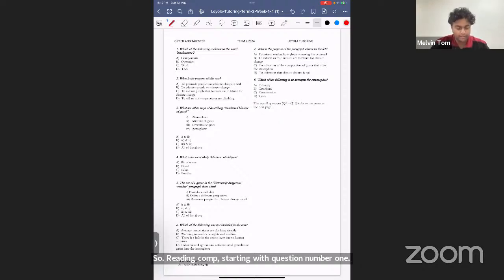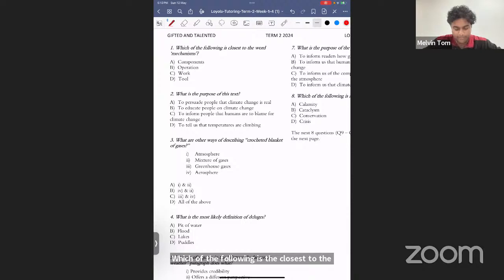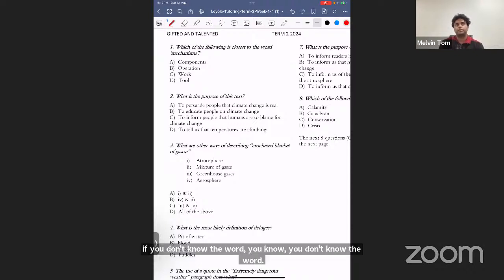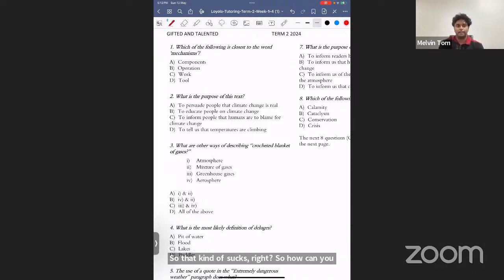Which of the following is the closest to the word mechanisms? Okay, so with reading comp, whenever you get a question that's asking for the definition of a word, right? Now, obviously, you don't have a dictionary with you, and if you don't know the word, you don't know the word. So that kind of sucks, right? So how can you maximize your likelihood of guessing the right answer? Because there will be questions that ask, what's the closest to this word? What is a synonym for this word? What's an antonym for this word?